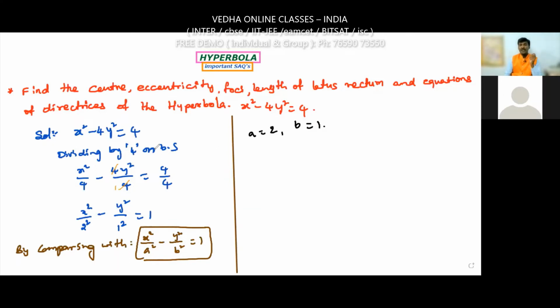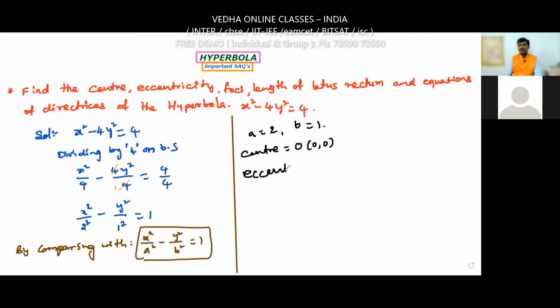After that, what is he asking? He is asking the center. Center is the origin. When we have an equation like this, the origin is the center. Center is equal to origin, that is 0, 0. And he is asking the eccentricity.